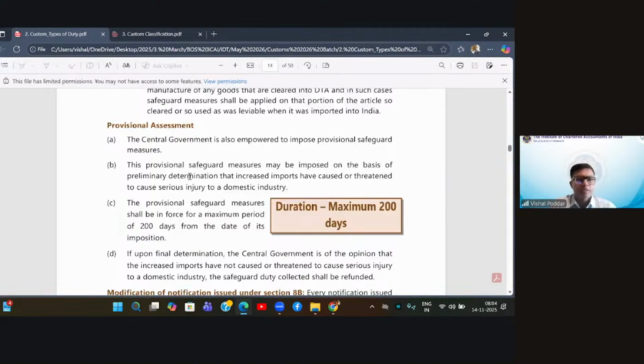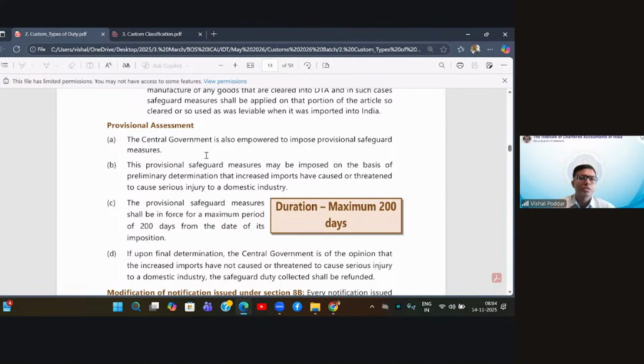Then comes provisional assessment. What is provisional? Provisional means temporary. Now we saw above that where the government has conducted an inquiry and the inquiry suggests that there is injury which is caused or threatening to be caused. But let us say the inquiry is still going on. So the inquiry is not yet concluded, but the industry report says that a huge quantity of import is happening and the government needs to take some immediate action.